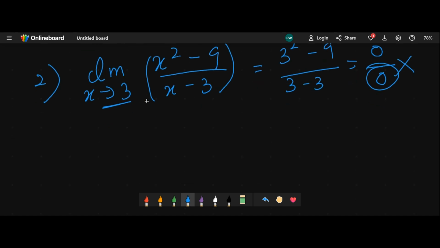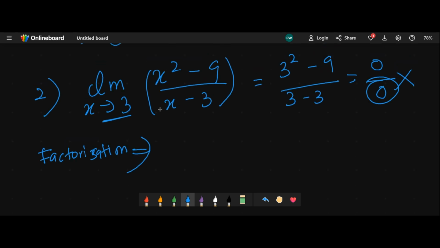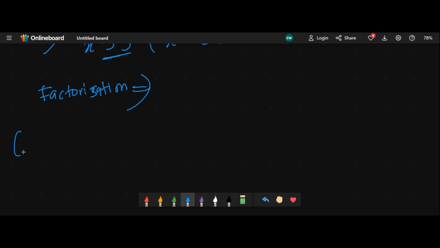So you have to use a trick to find what value it was moving towards. You have to find that. The first trick is called factorization. Basically, what you have to do is check whether you can factorize this, x squared minus 9. In algebra, you may have seen this: a squared minus b squared, you can write this as a minus b into a plus b.